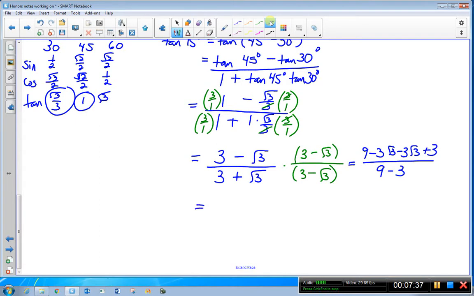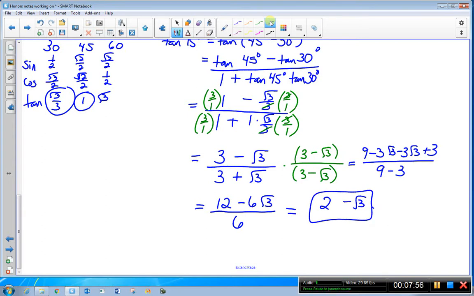So overall, we get 9 plus 3 is 12. Negative 3 radical 3 minus 3 radical 3 is negative 6 radical 3. All over 9 minus 3 are 6. And then divide everything by 6. 2 minus radical 3. So that was a complicated one, but that's how you do that one. Okay, next page.